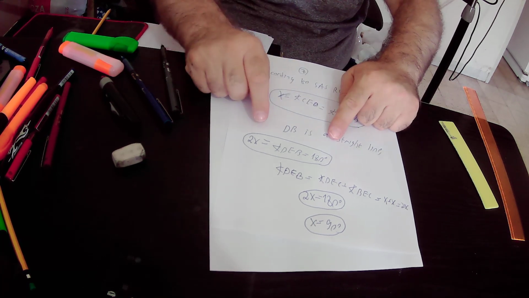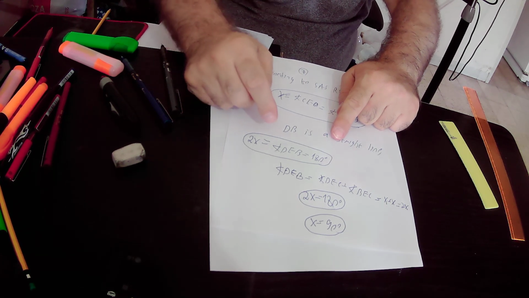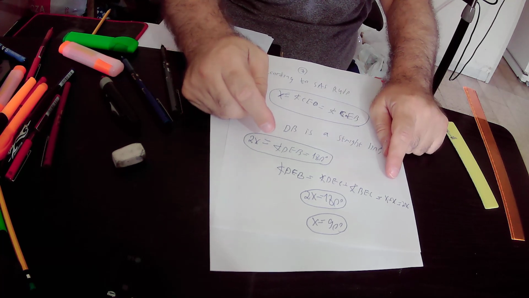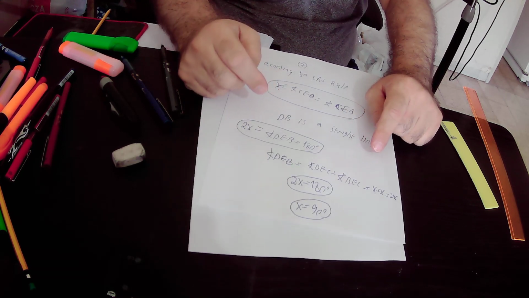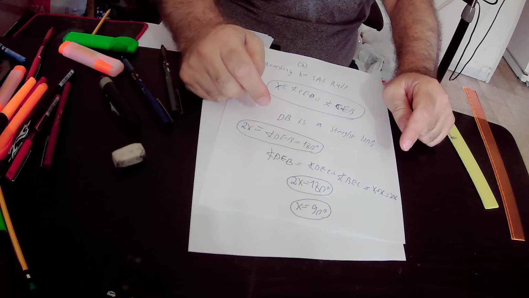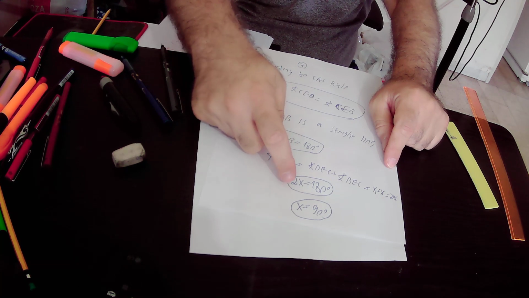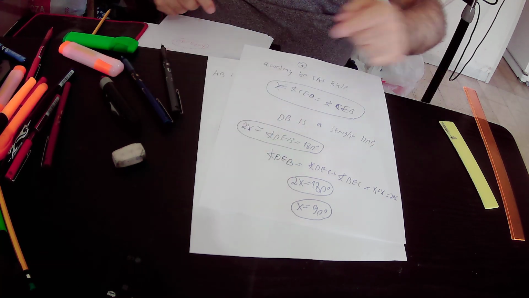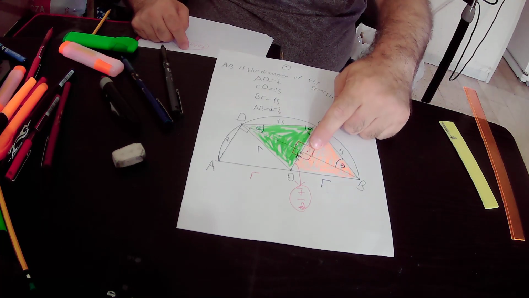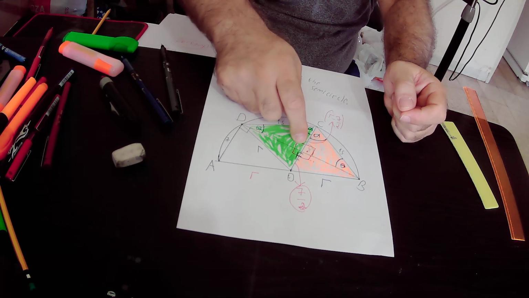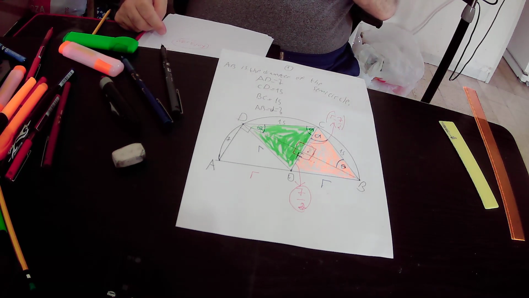So, from this equality, we can deduce that 2x equals 180 degrees. Okay, we divided this equality by 2 and found out that x equals 90 degrees. That is to say, this angle is a right angle and this angle is also a right angle, because both those angles are equal to x, and x equals 90 degrees.